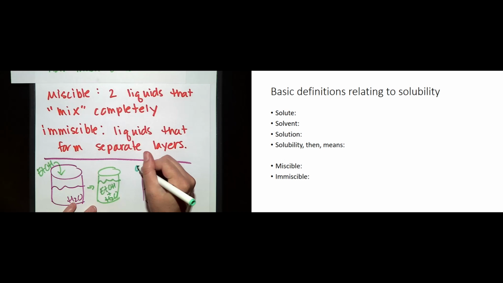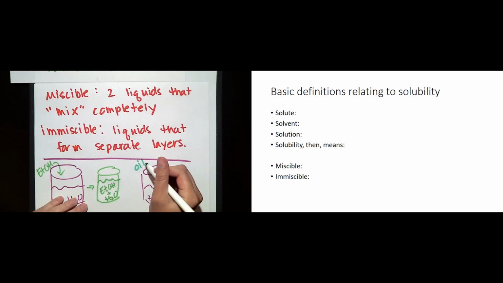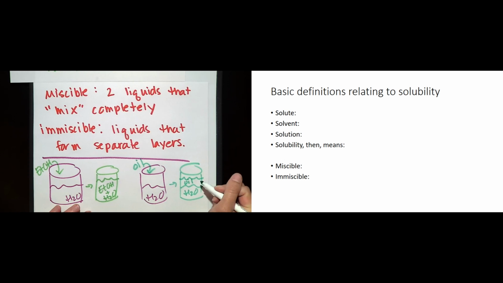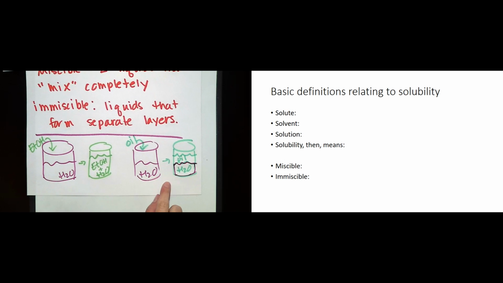However, if we add oil, then what we get is two separate layers, and water is denser, so the water will be on the bottom and the oil will be on the top. I should have used blue for water. And so this is what we would call immiscible, because they don't mix completely. We can see where one layer of liquid ends and another begins, and where they sit depends on density.